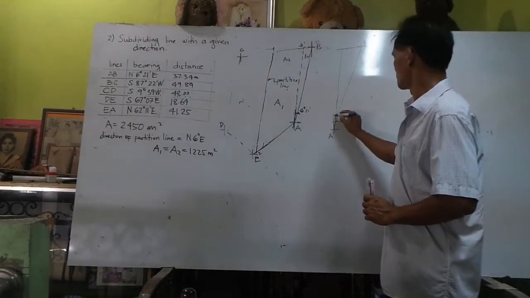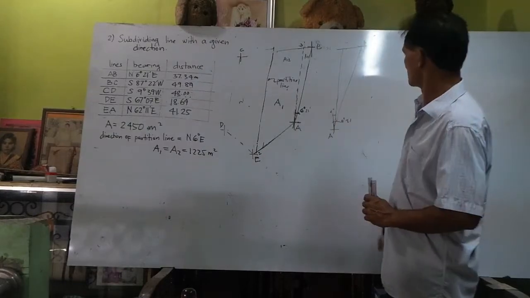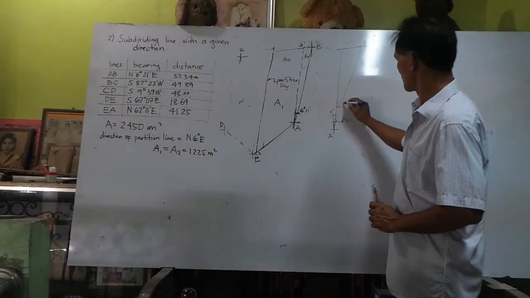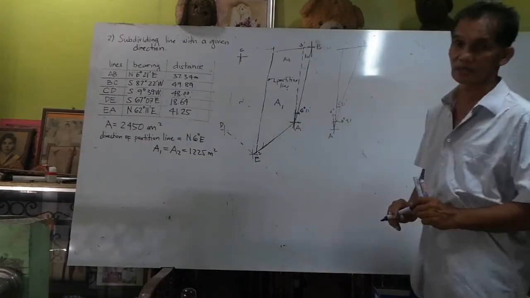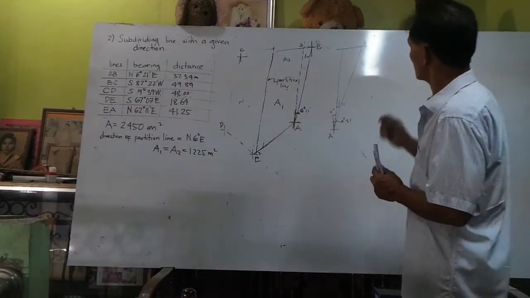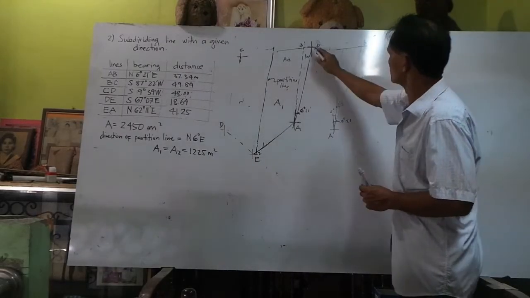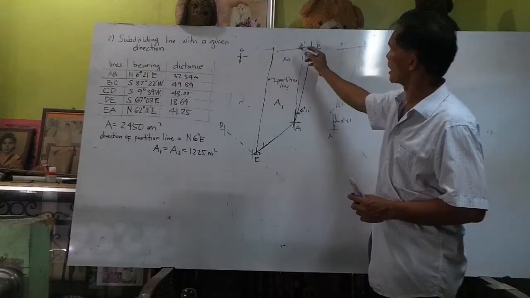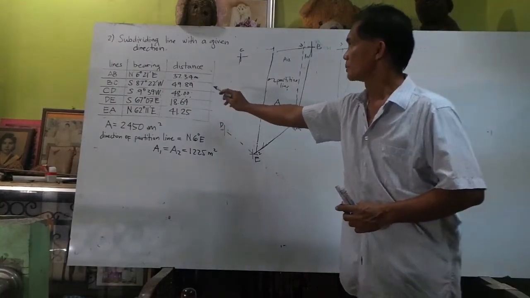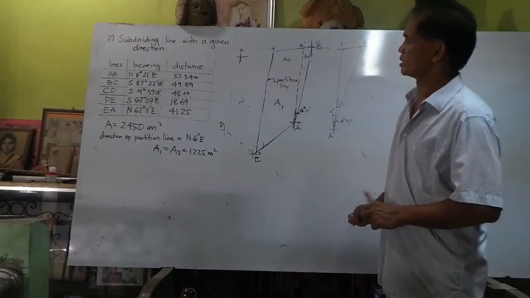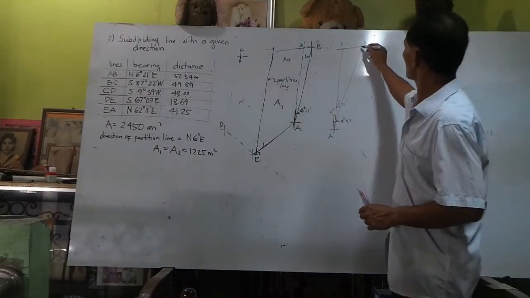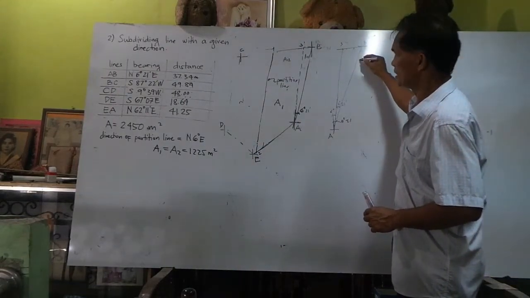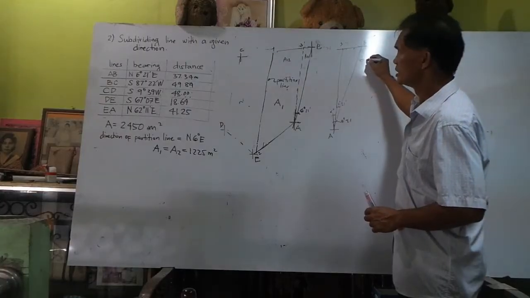So this is the 6 degrees. Meaning, this angle now is 0 degrees and 21 minutes. This is the interior angle of this triangle. At this portion also, our line B3 is part of the line BC, which has a bearing of south 87 degrees and 22 minutes.